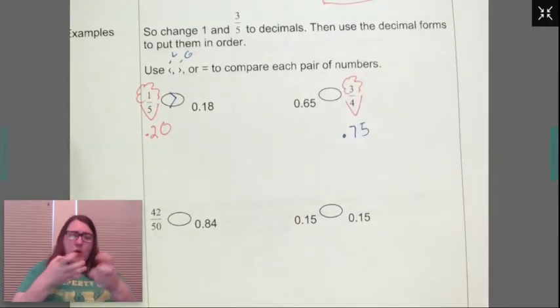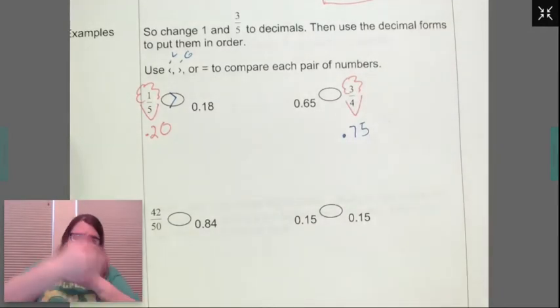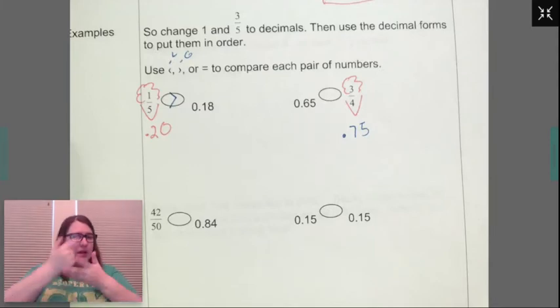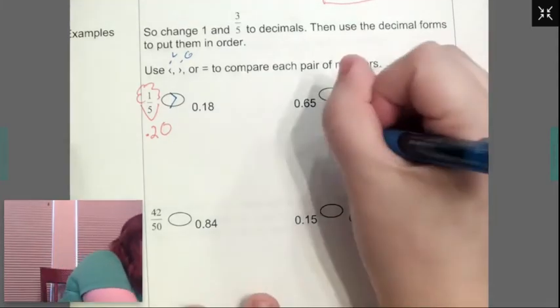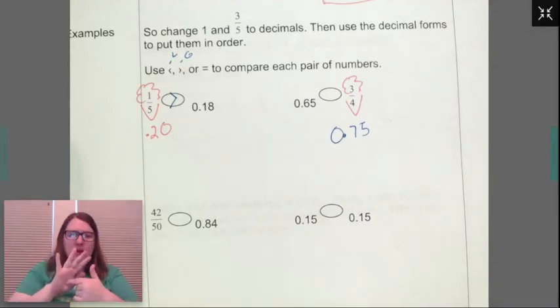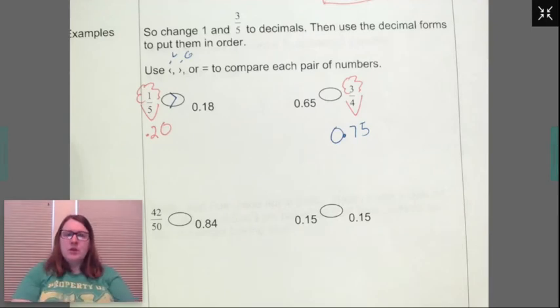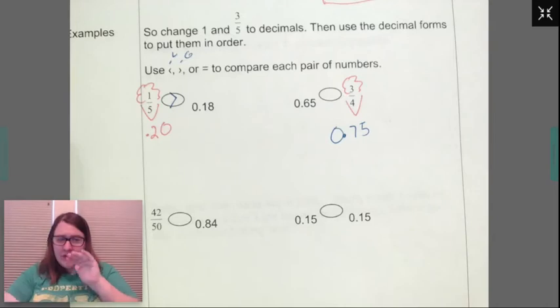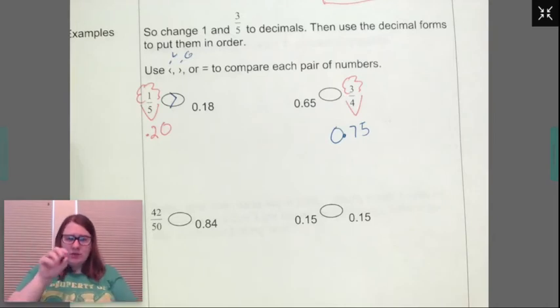Okay, if I want to add that placeholder, that 0 before the decimal point to help me, I can. It doesn't change the number in any way. It's just showing that placeholder, that 0. Okay, so is 0.65 smaller than or bigger than 0.75? It's smaller.